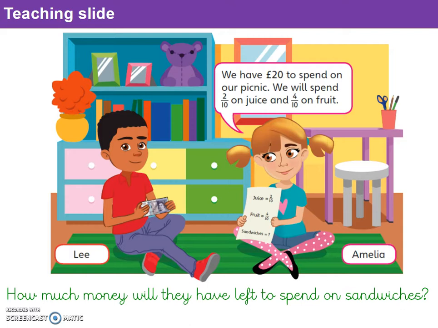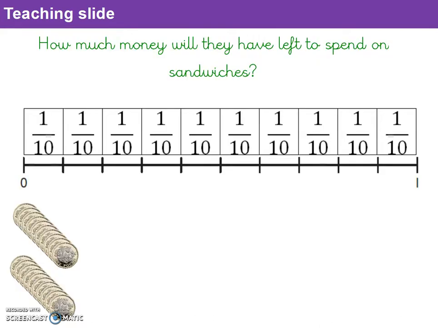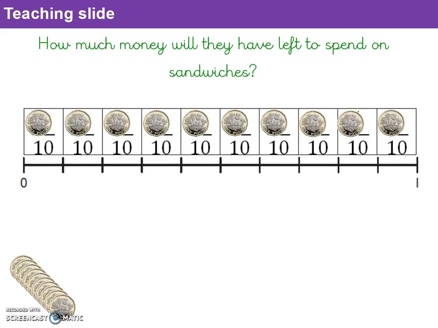Now we're going to be working out what that fraction is of the amount they have, £20. So we're going to be working out 4/10 of £20. Now we can see we've got the bar model again, and what I'm going to do is share my £20, my £2 coins, into 10 equal groups. So far I've put 1 in each of my 10 sections to use £10, which leaves me with £10 left.